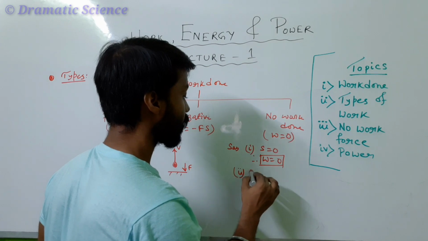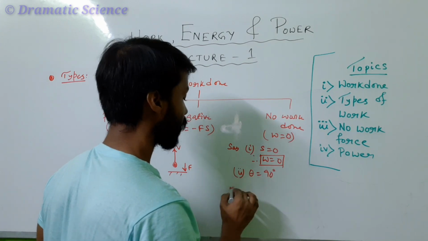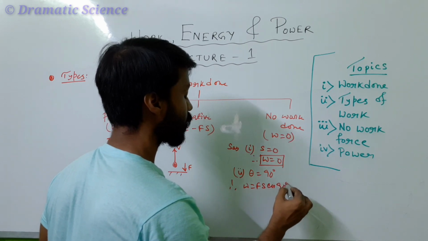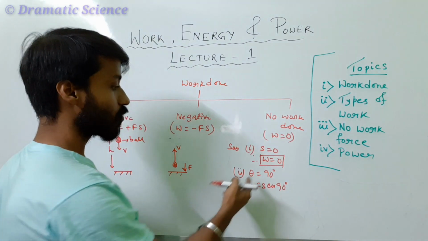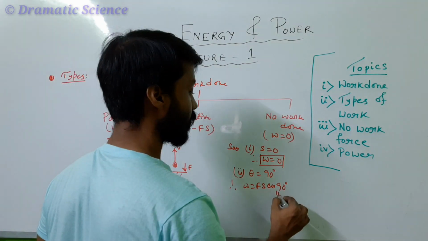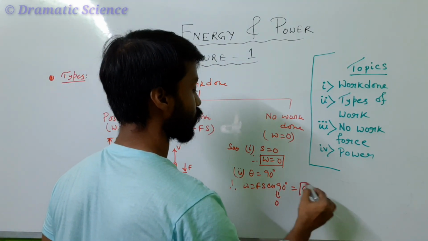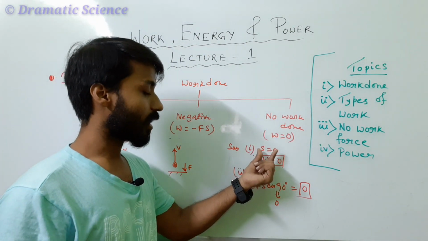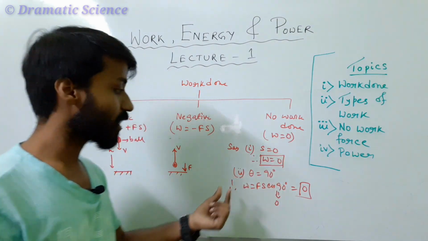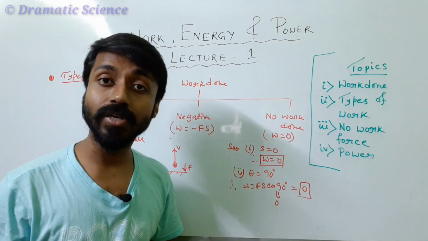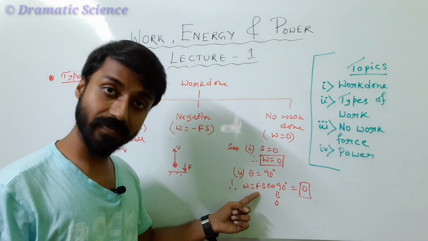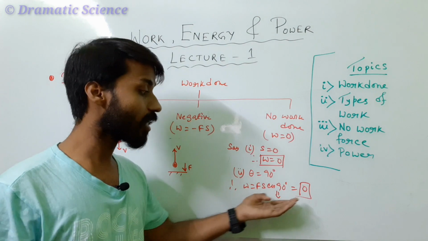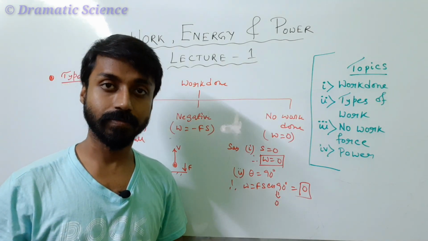Second, if theta equals 90 degrees, then W equals Fs cos 90. What was the formula? Fs cos theta. Here theta is 90 degrees and cos 90 means its value is 0. So W is 0. This is no work done, where in case 1 displacement can be 0 and in the second case theta, that is the angle between S and F, the angle between displacement and force is 90 degrees, then we can say there will be no work done, right?